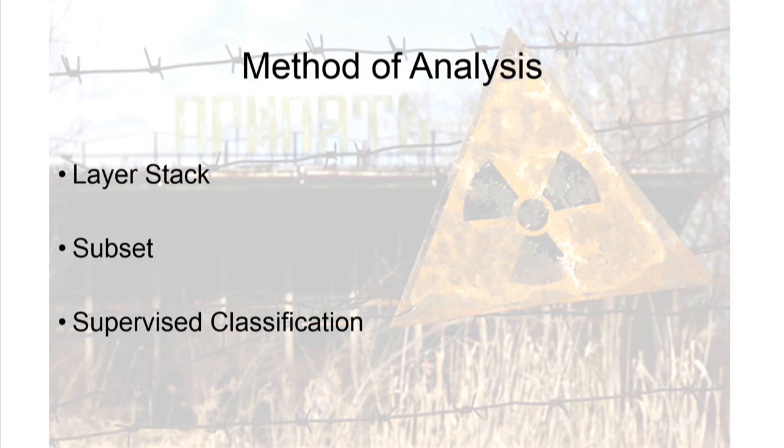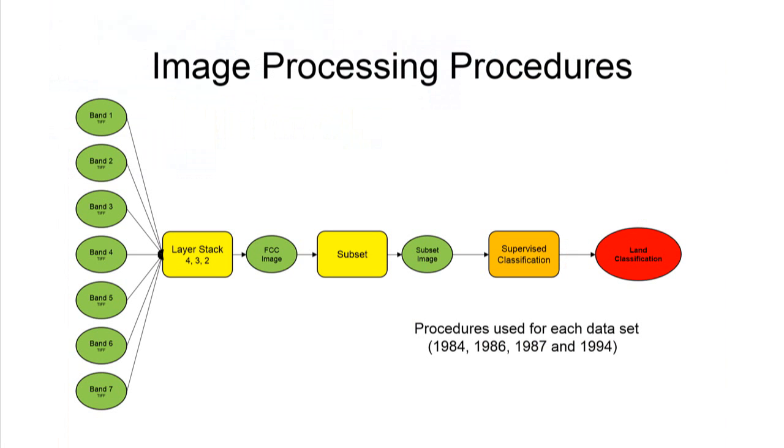My method of analysis included a layer stack, a subset, and a supervised classification. My workflow, I took the 7 bands, combined them into a layer stack, and had a band combination of 432 to get my false color composite image to look at vegetation. Then I created a subset image to look at just the power plant area, and then I conducted my supervised classification.